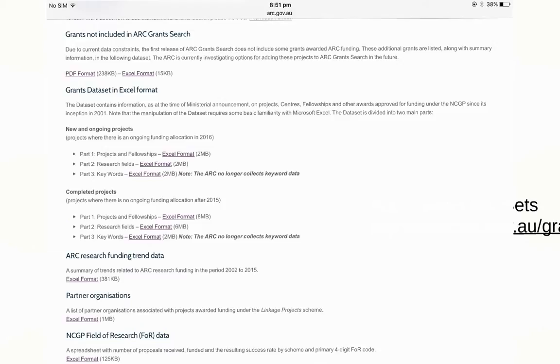The ARC actually publishes their data sets, and one of the data sets, you can see a couple of lines down under partner organisations, will give you a list of the partner organisations that has been involved in the linkage grants since 2002. It was last updated in May of 2016, so it is quite recent information. These organisations have partnered with researchers in the past and might be more open to a proposal.